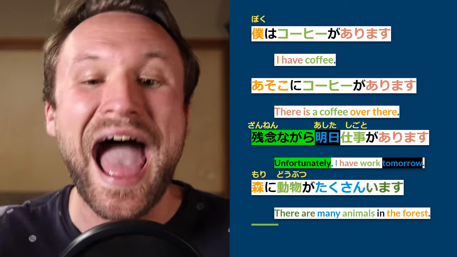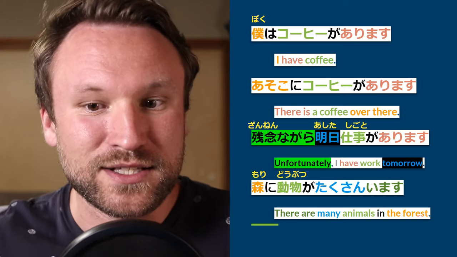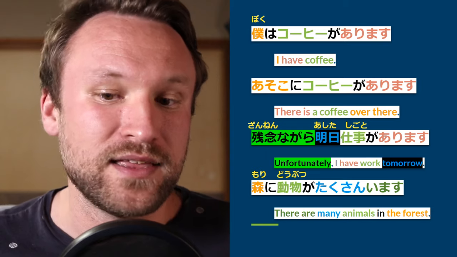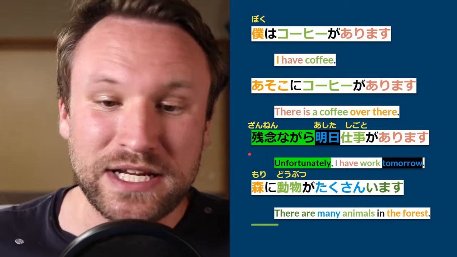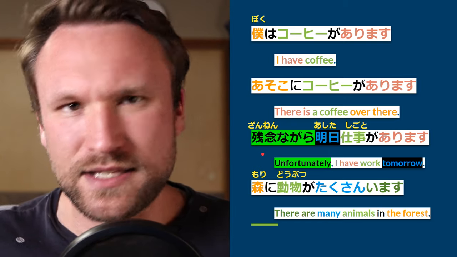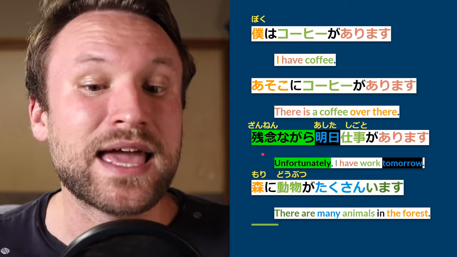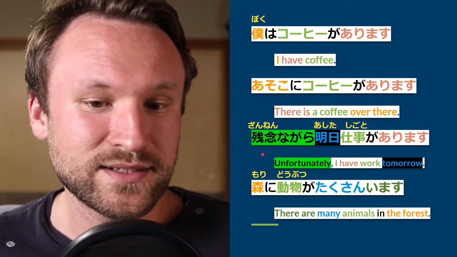僕はコーヒーがあります is I have coffee, whereas if it's over there, あそこにコーヒーがあります, the meaning there is coffee. The next one I have in a nice neon green, and that's because it's a sentence that doesn't show up in Genki. I'm not even sure if it shows up in Genki at all, but it's a very useful little phrase, so I wanted to point it out.